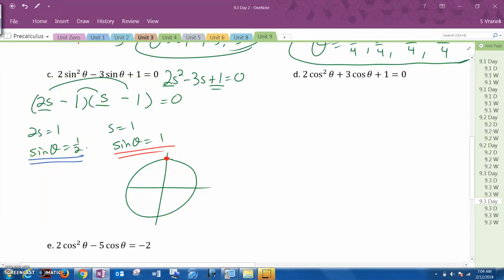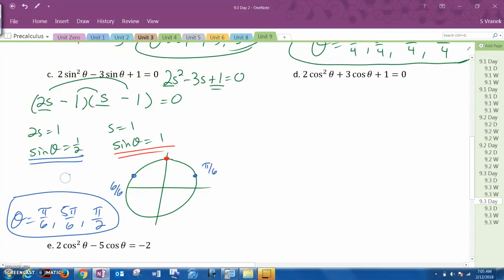These two, this one, sine is positive 1/2 here and here, because, all students, sine is positive in 1 and 2. This is a pi over 6 reference, and then this is 6/6, so this would be 5/6. Okay, so my final answers to this problem are pi over 6 and 5 pi over 6. And then that's at pi over 2 up there, the red one. And then there's only one answer for that, so that happens sometimes.